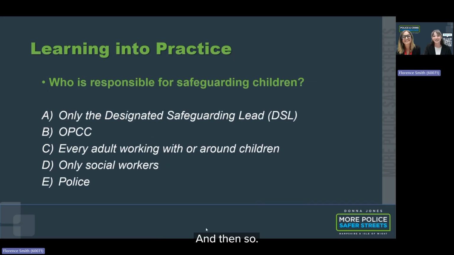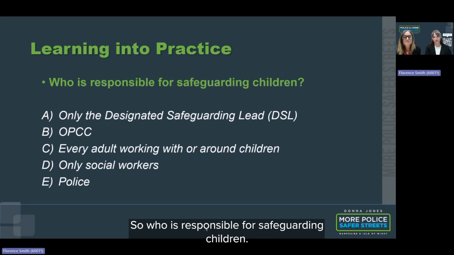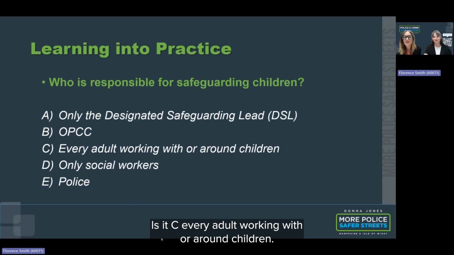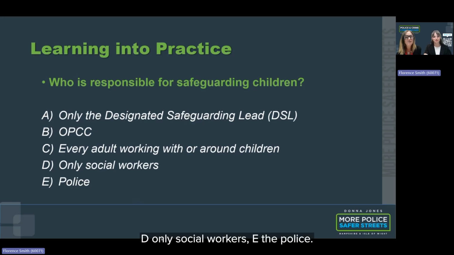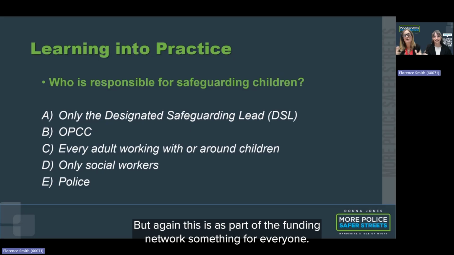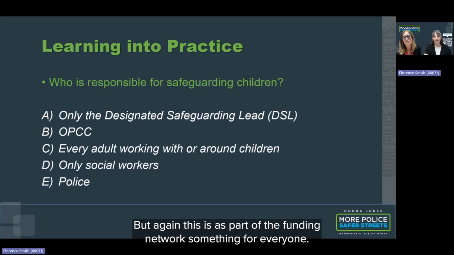And then we've got some learning into practice. Who is responsible for safeguarding children? Is it A, only the designated safeguarding lead; B, the OPCC; C, every adult working with or around children; D, only social workers; or E, the police? You know your stuff here, don't you? And again, it might be just because this is a refresh, but this is part of the funding network, something for everyone.